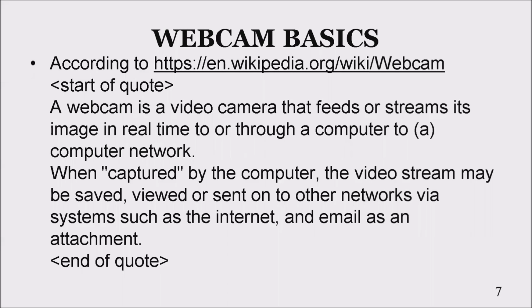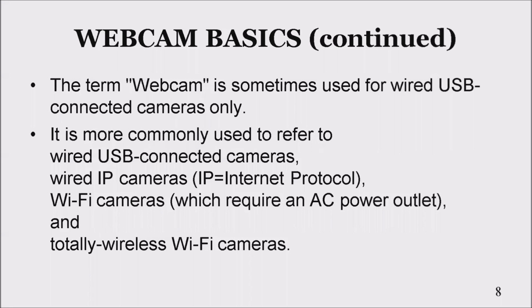Let's start with the definition of webcams. It's a video camera that feeds or streams its image in real time to or through a computer to a computer network. And then when captured by the computer, the video stream may be saved, viewed, or sent to other networks by means of systems such as the Internet, and through email as an attachment. Okay, that's a big definition.